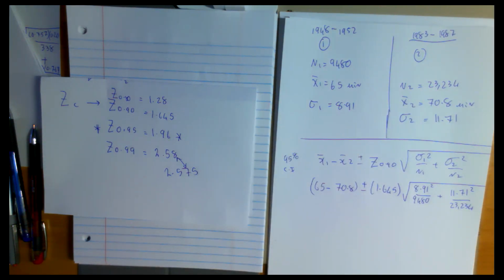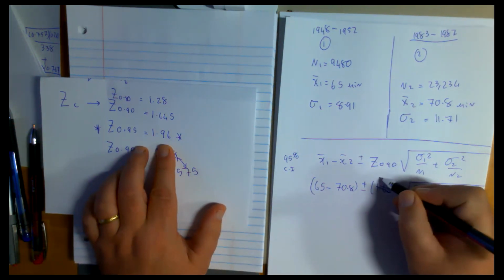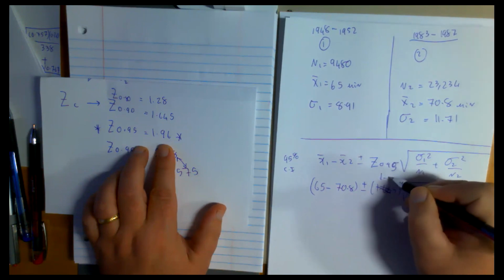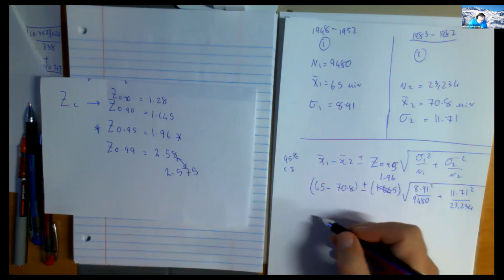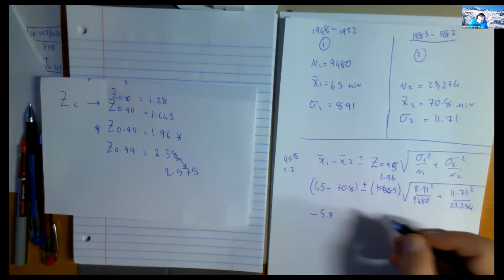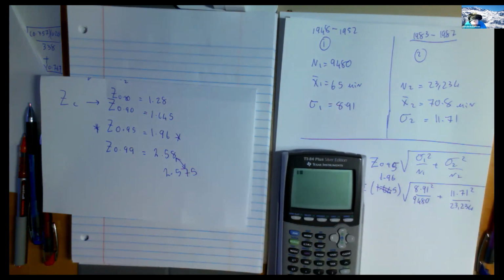The percentage, is it supposed to be 95? It's supposed to be 95. Did I go and write the wrong one down? Yeah, I did. You wrote 90. So thanks for catching that earlier, right? So that goes there. So that's going to be negative 5.8 plus or minus this mess. So 1.96 times the square root of 8.91 squared divided by 9,480.